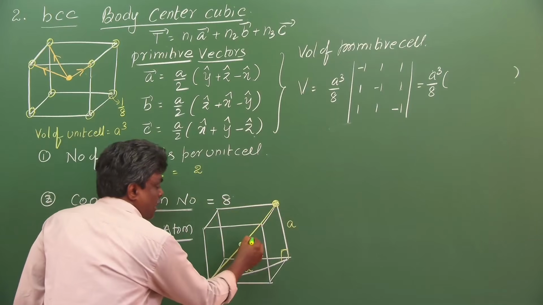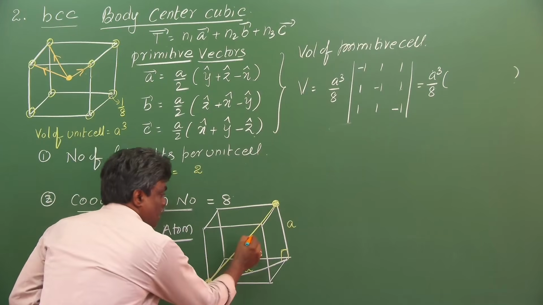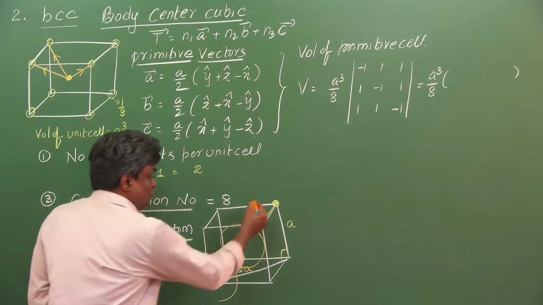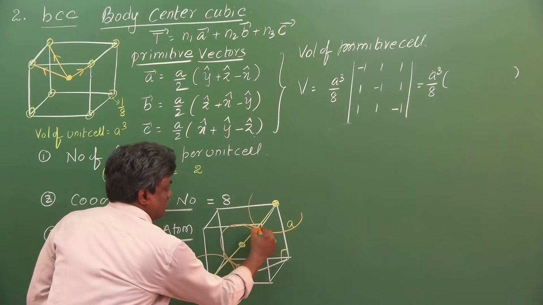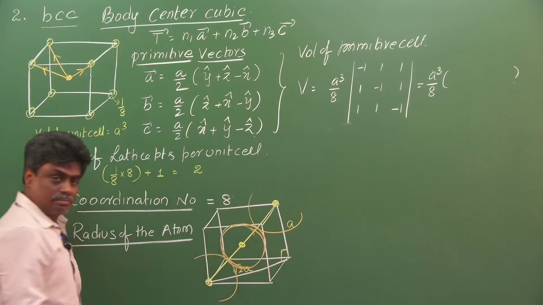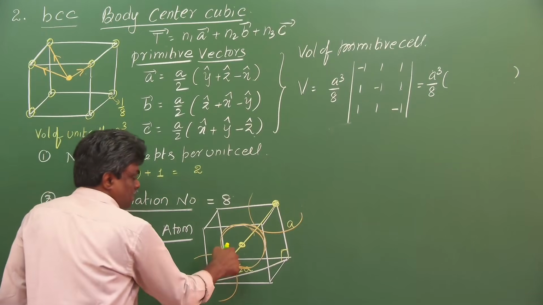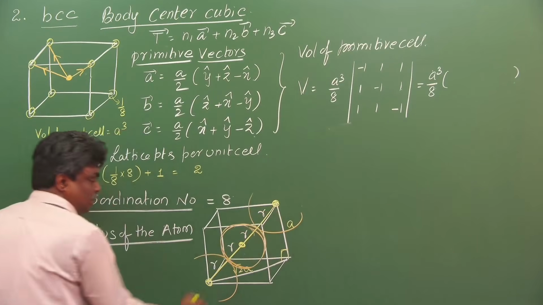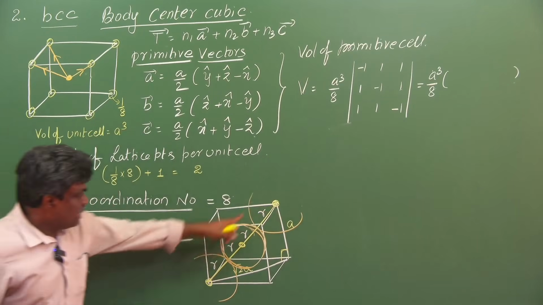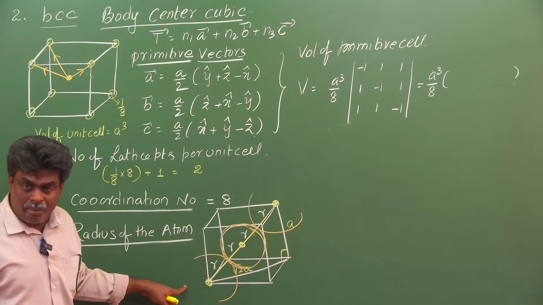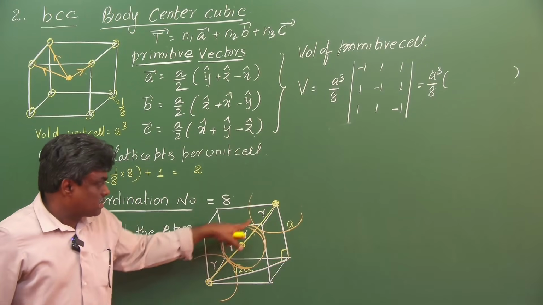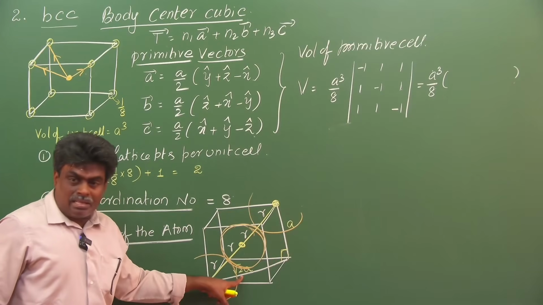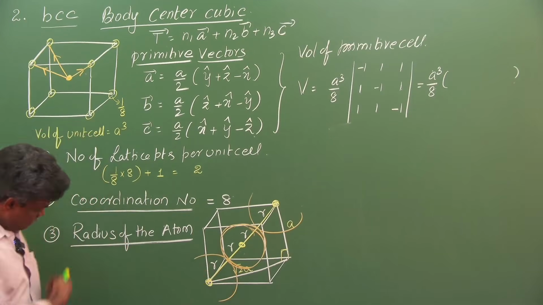Now, I am just checking at the body diagonal. At this point we have one atom at the body center, one atom at the corner, one atom at the corner. So this is R, this is also R, and this is R, and this is also R. If you see, it's a right angle triangle. Just apply Pythagoras theorem. R plus R plus R plus R, 4R whole square equals a square plus 2a square. Can you find the radius? Start.